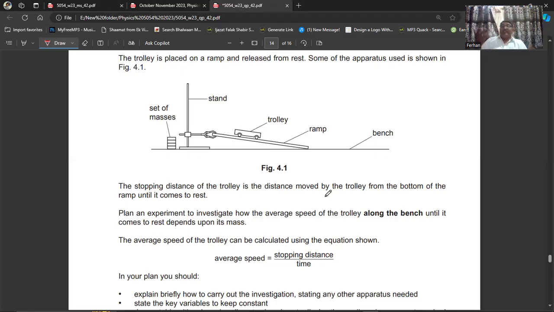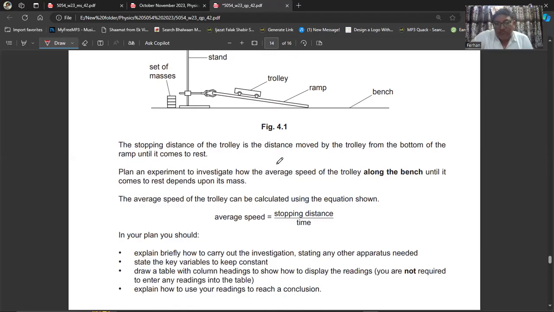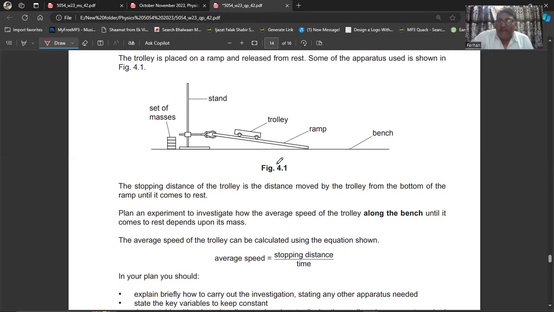Now, you can repeat this experiment, but this time increase the mass on the trolley and do the same procedure. So what are the variables which you have to keep constant? The length of this ramp should be the same in all your experiments while you are increasing your mass.